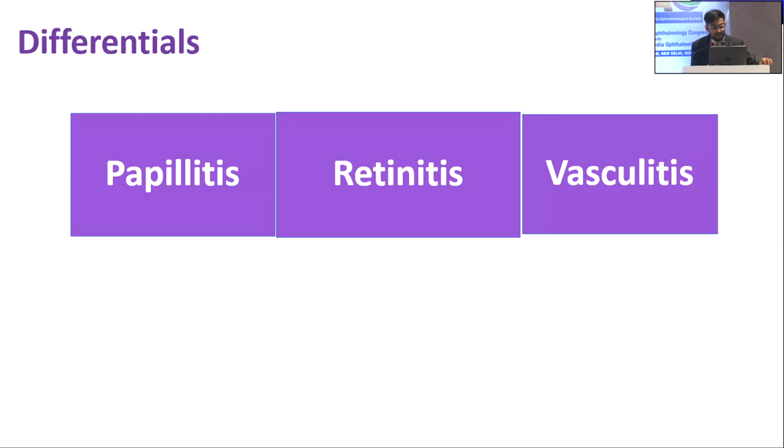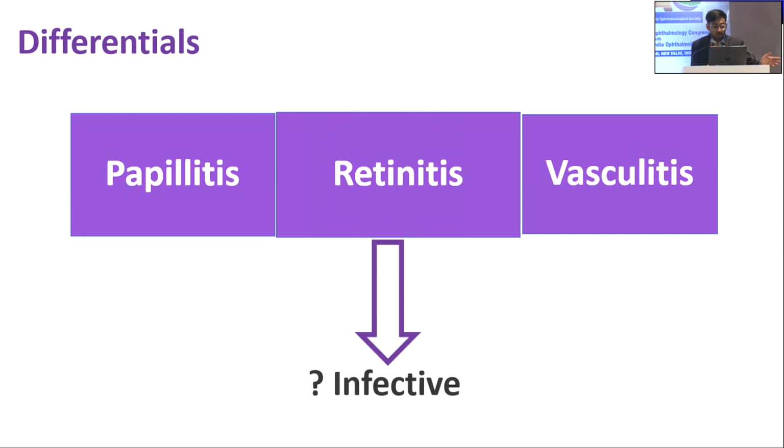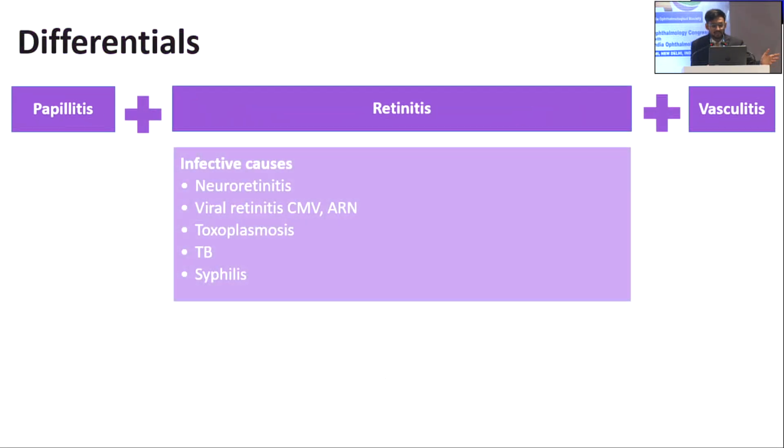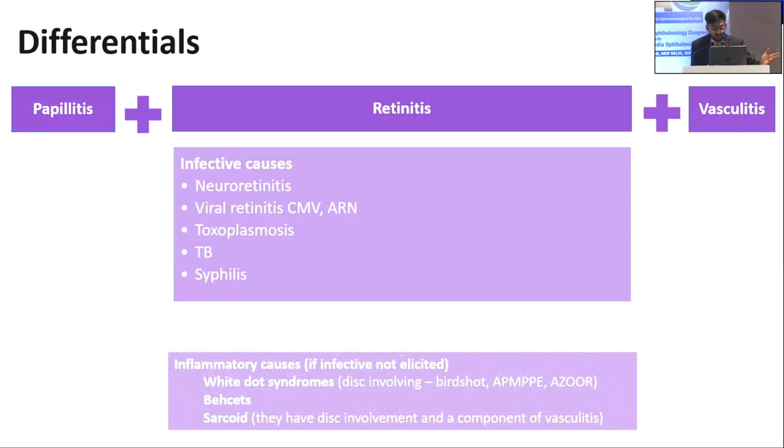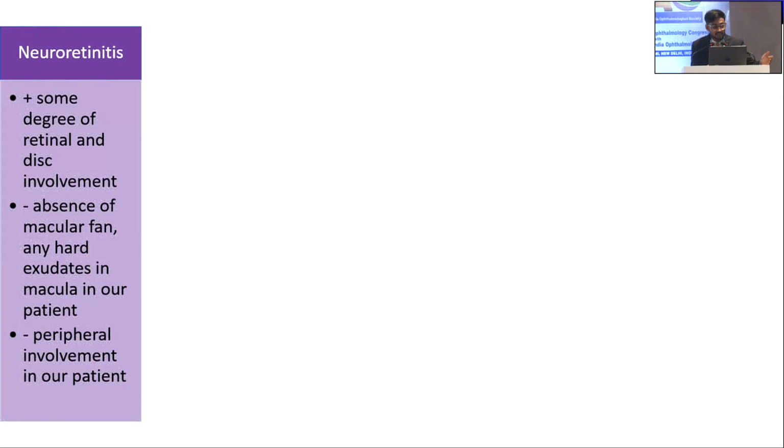But as in this patient, we have a characteristic retinitis, and mostly the causes of retinitis are infectious. So we should first rule out infective causes before going to other causes. Now the infective causes can be neuroretinitis, viral retinitis, toxo, TB, or syphilis. And if infective etiology is not elicited, then we move on to the inflammatory causes. For neuroretinitis, although our patient had retinal and disc involvement, our patient also had peripheral involvement and an absence of any macular hard exudates.